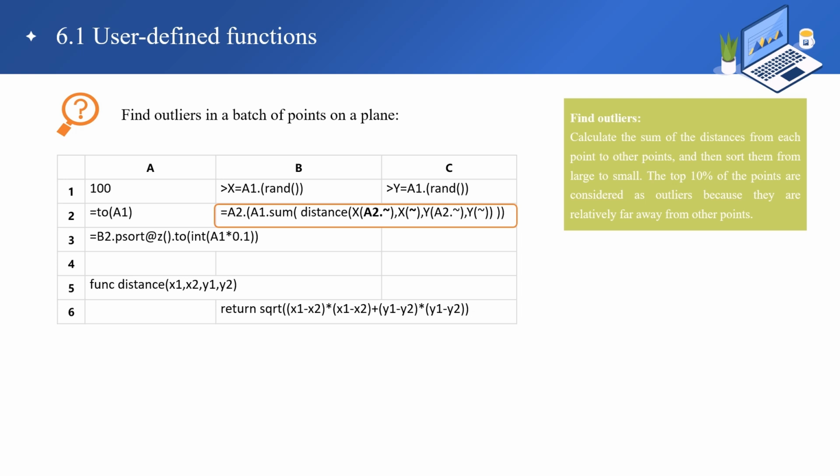and tilde in the inner loop. Then use psort to sort and get the sequence numbers of the top 10% points.